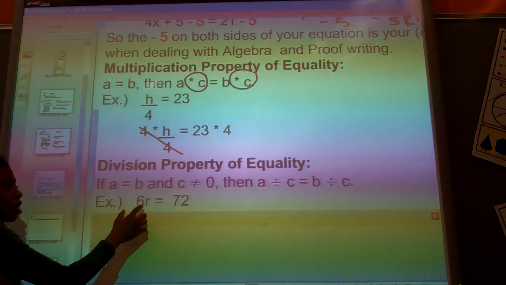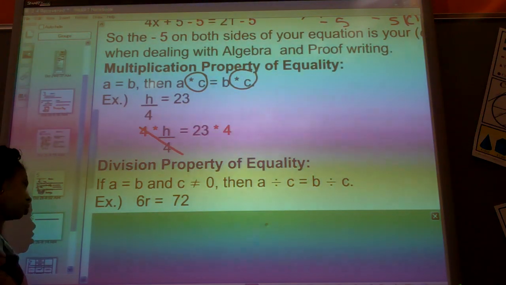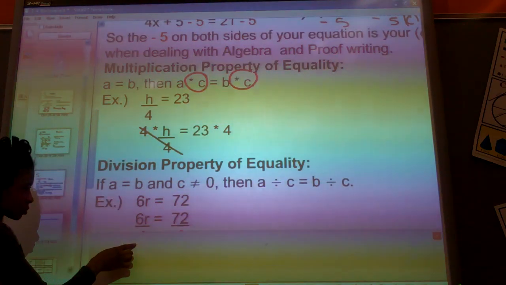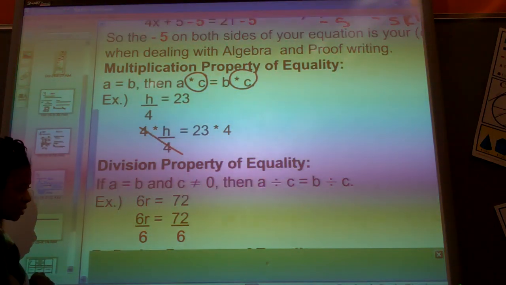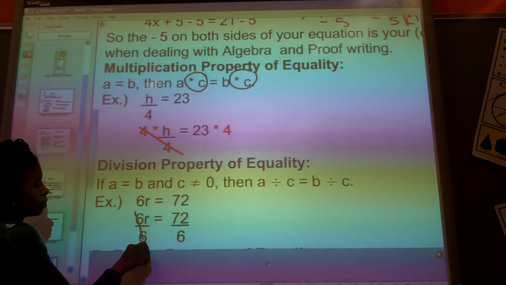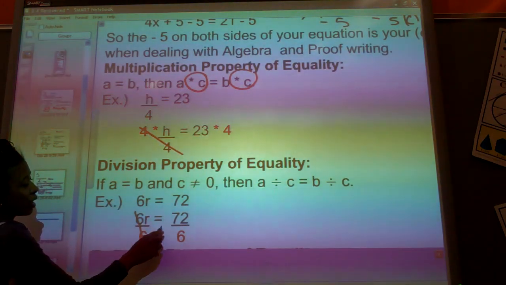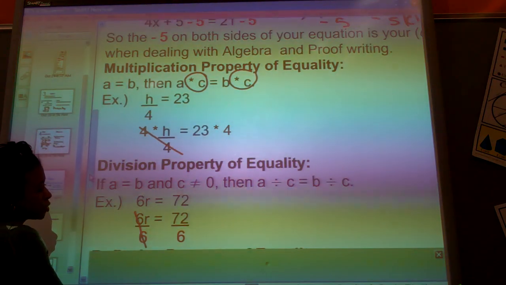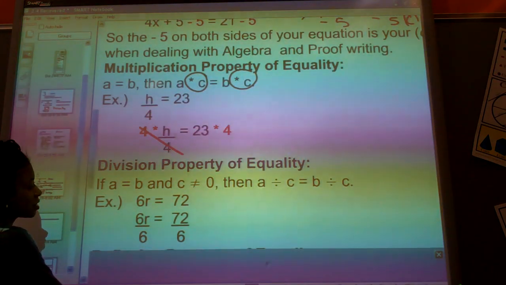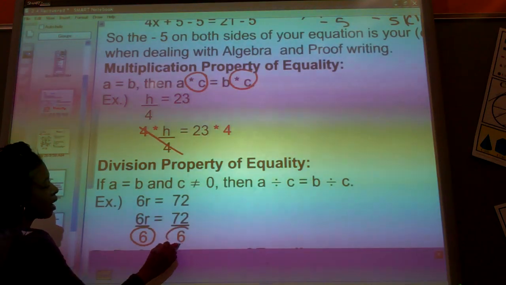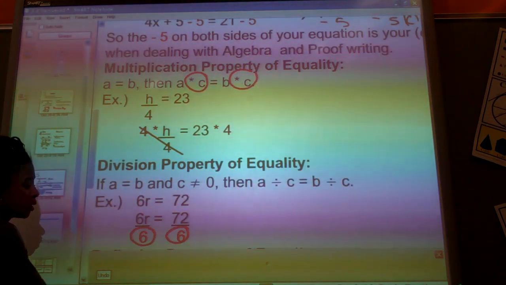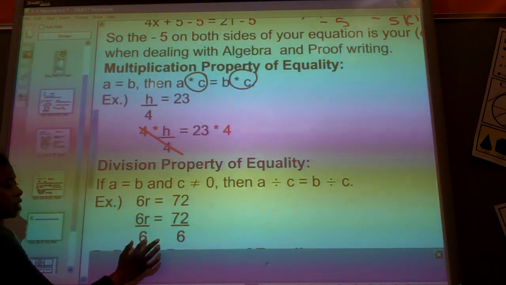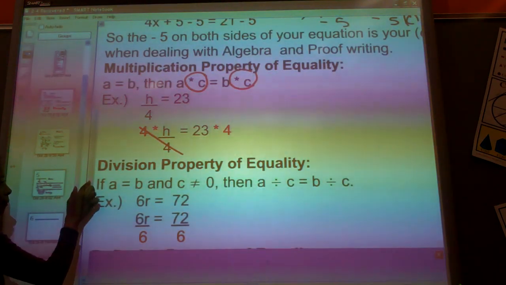So if I have 6R equals 72, to make this a division property of equality, I divide both sides by the 6 to drop the 6 over here on the left side and leave R. Okay? The C in this particular case, if you haven't discovered it, the C is dividing by the 6. Dividing by the 6 on both sides of the equation, the left and the right.